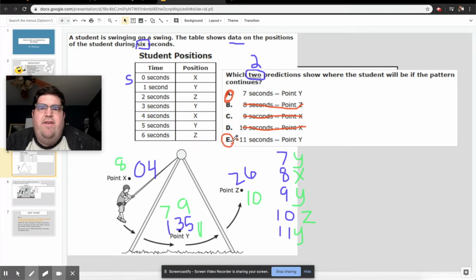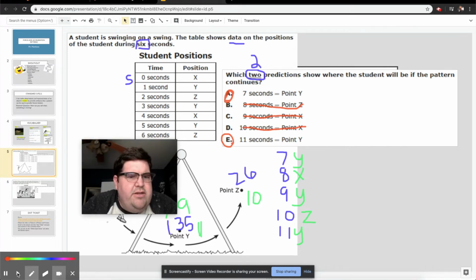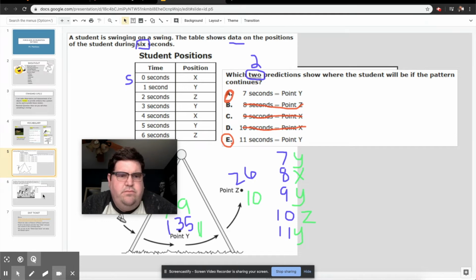All right, so we have found 2 predictions. Notice, we didn't actually see him get to these seconds, but we were able to predict a pattern based on this motion, based on this movement of back and forth. All right, now let's go on to another problem.